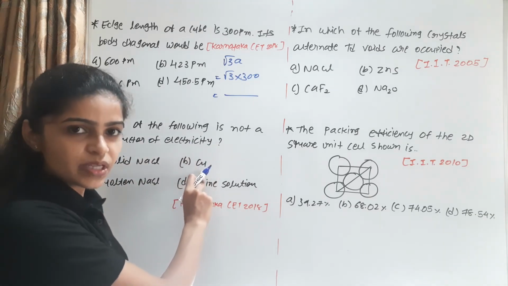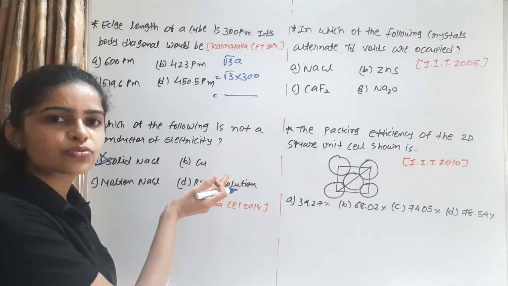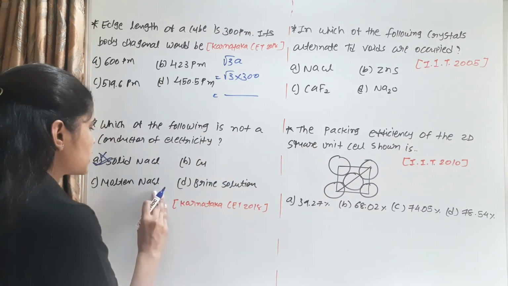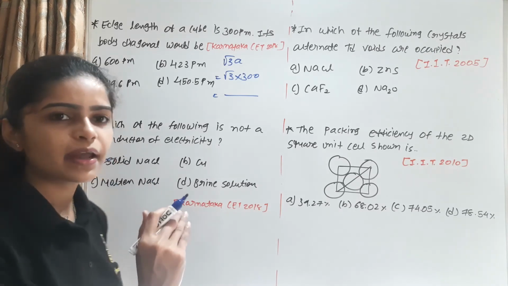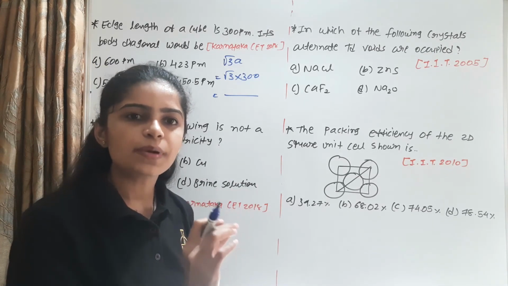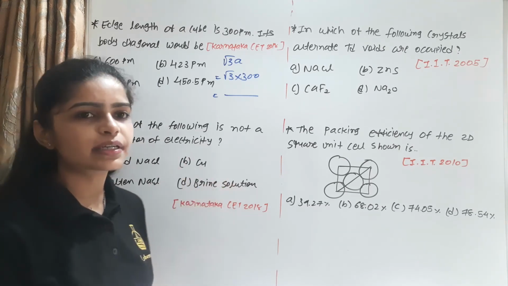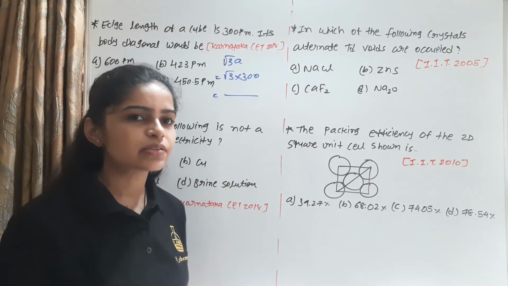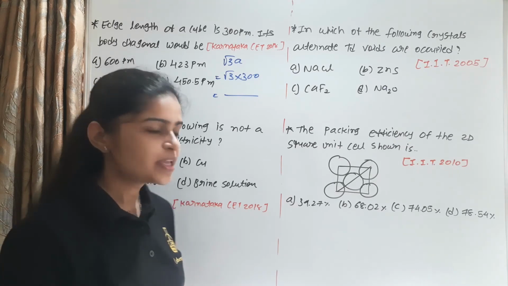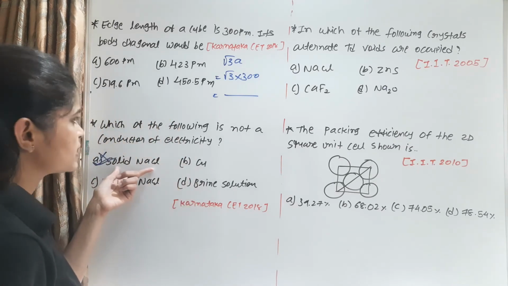Cu is a metal, so it conducts electricity because of free electrons. Molten NaCl means ion movements are present, so it conducts electricity. And brine solution is an electrolytic solution with movement of ions present, so it also conducts electricity. So the right option is solid NaCl.